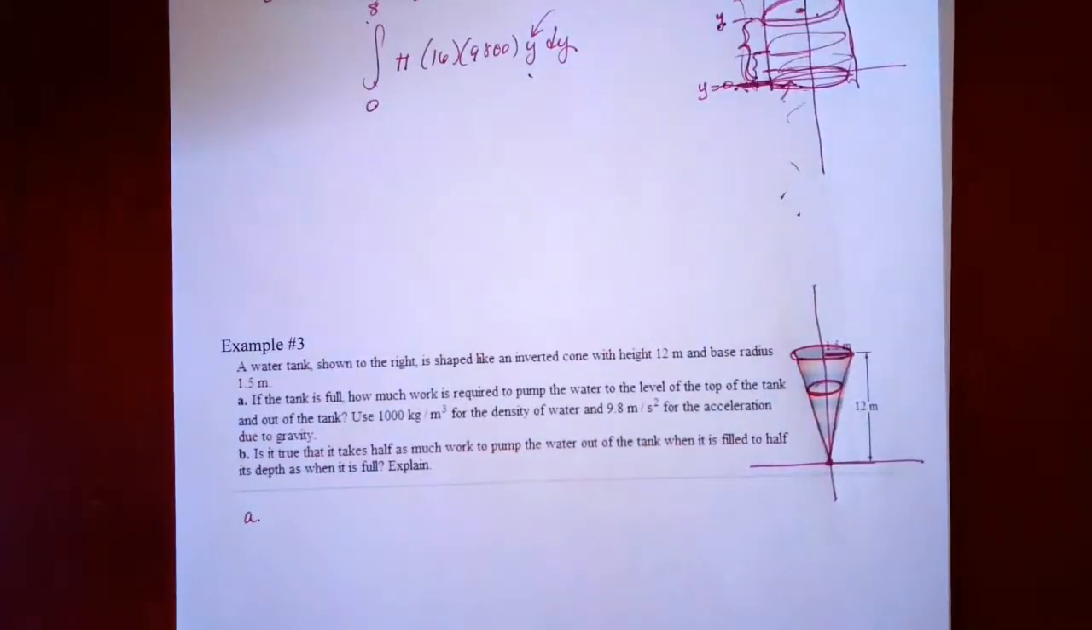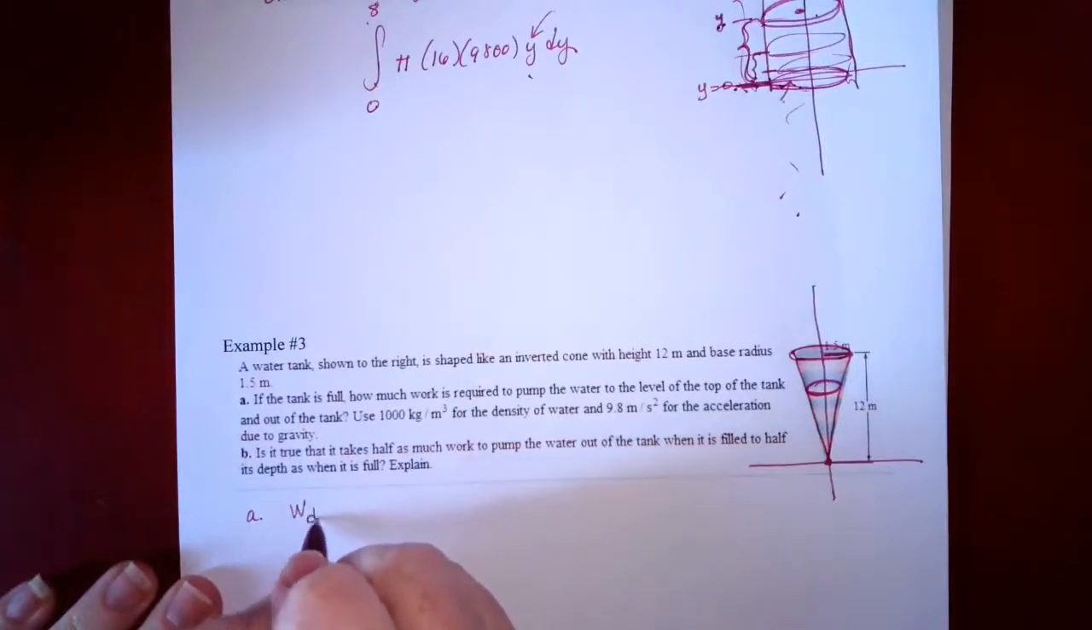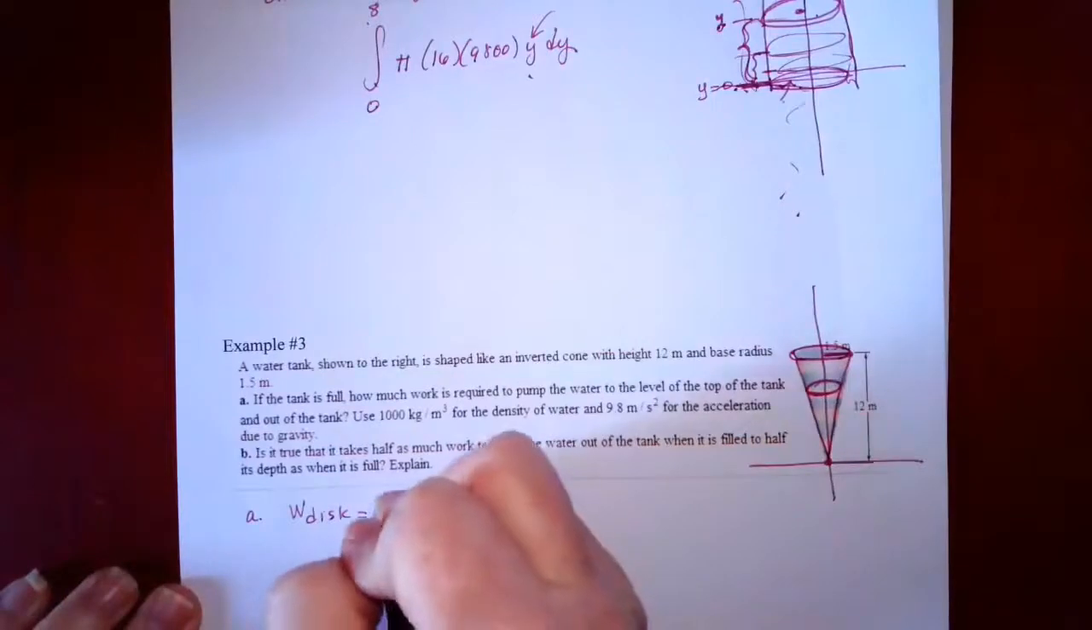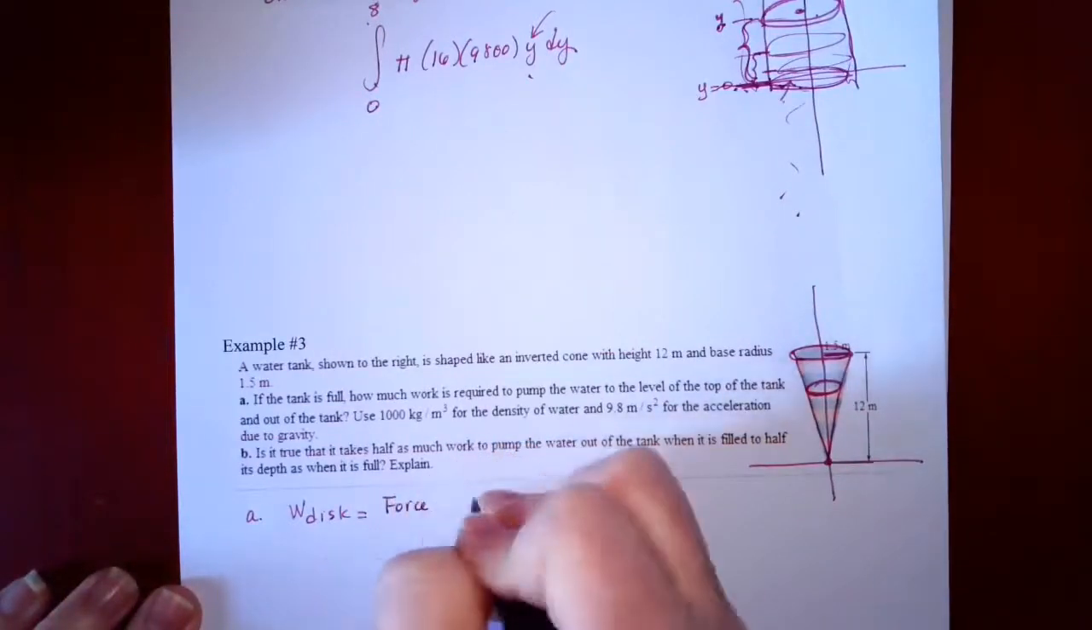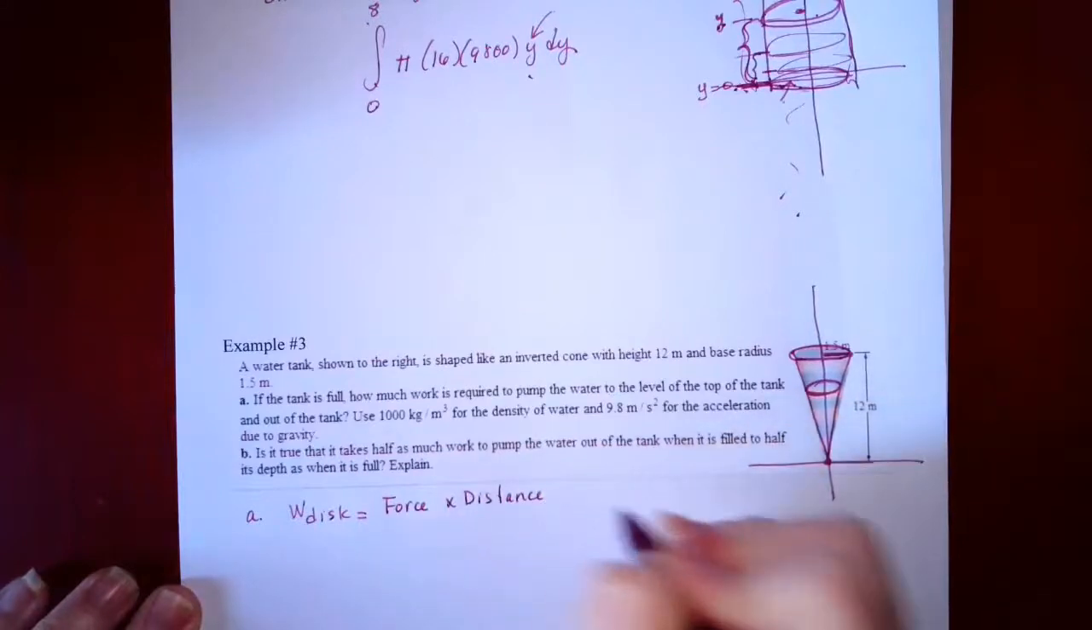The shape of that cross section is a disc. Will they always be discs? No. If you have a rectangular fish tank, your cross section would be a rectangle. But the work required to lift one little disc is the force required to lift it times the distance that it has to travel.